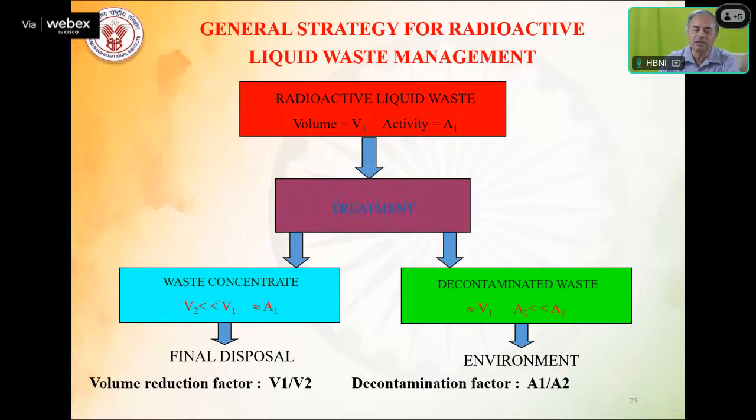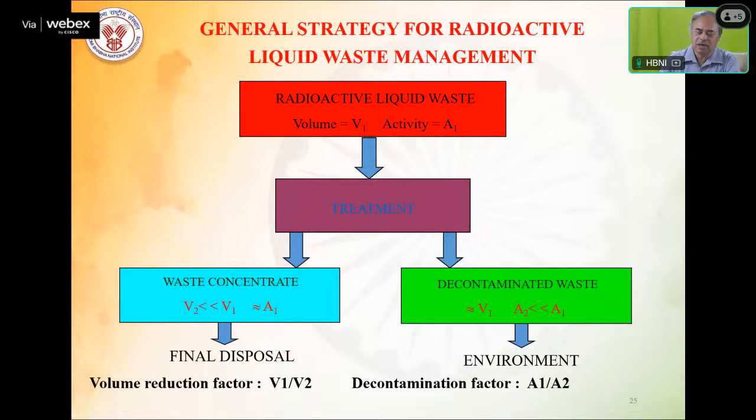So now you see the general strategy for radioactive liquid waste management. The radioactive liquid waste management, that is volume, activity. These are the two things. You have to handle the volume, you have to remove the activity. Then the treatment, there are different processes, chemical treatment process, ion exchange process, or reverse osmosis process. There are types of processes. Of course, I will be naming them in the next slides.